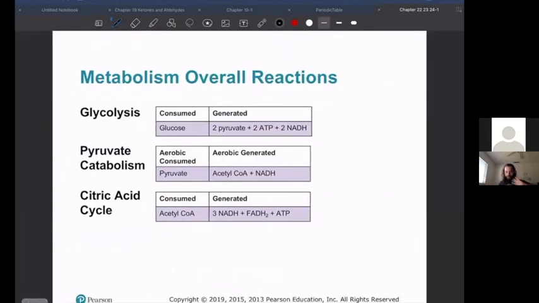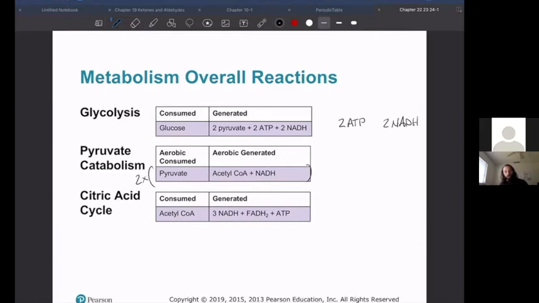All right, so let's summarize what we have here based on all of our metabolic components. Starting out with glucose, we had 2 ATP and 2 NADH generated along with 2 pyruvate. So those 2 pyruvate now go into the pyruvate catabolism step. Remember, glycolysis happens in the cytosol. That pyruvate then gets moved into the mitochondria. All of this is now happening within the mitochondria.